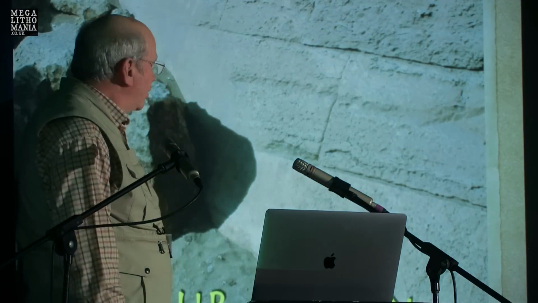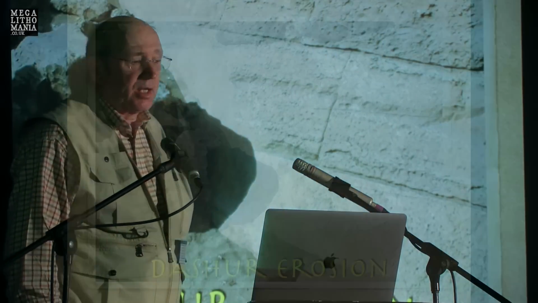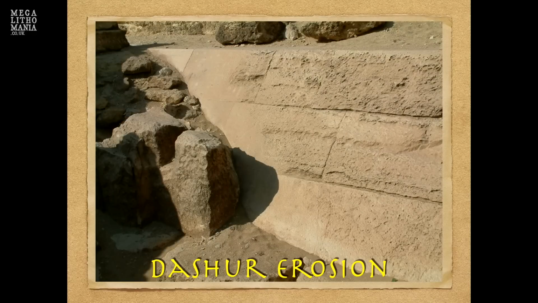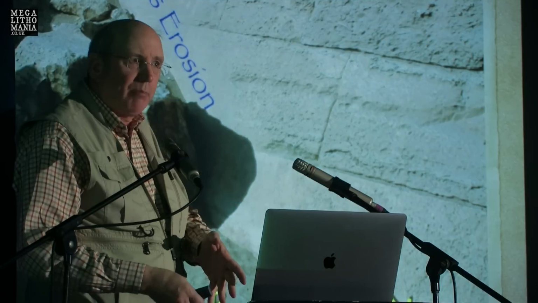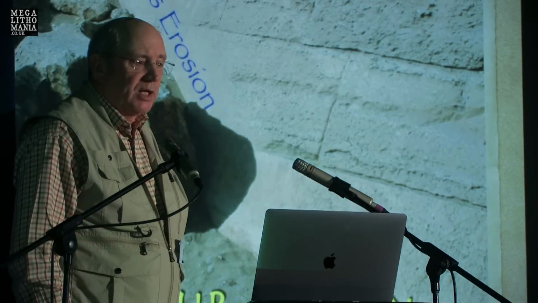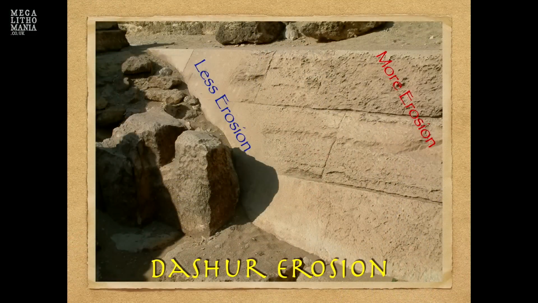So here's some erosion. This is down at Dashur, at the Bent Pyramid. And you can see here that there is a differential in erosion. We have less erosion here, where this area of the pyramid was covered up by the mortuary temple, and so the rocks were actually protected for thousands of years. And we have more erosion over here, which has always been exposed. So we can see the differential pattern.